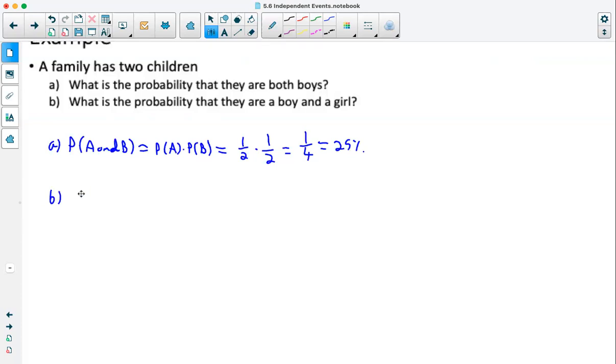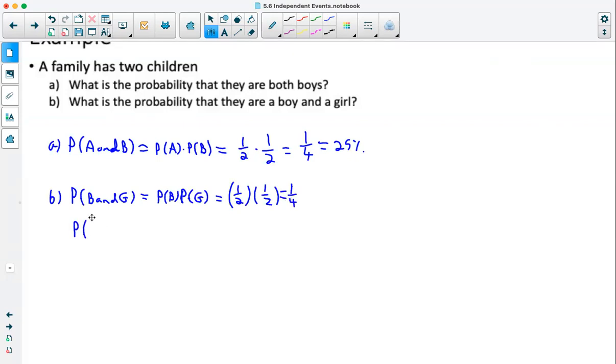For B, we're going to have to do two different calculations, because we could do the probability that we have a boy and then a girl, which would be the probability of boy times the probability of girl. So the probability of boy would be 1/2 times the probability of girl, which is 1/2, which is 1/4.